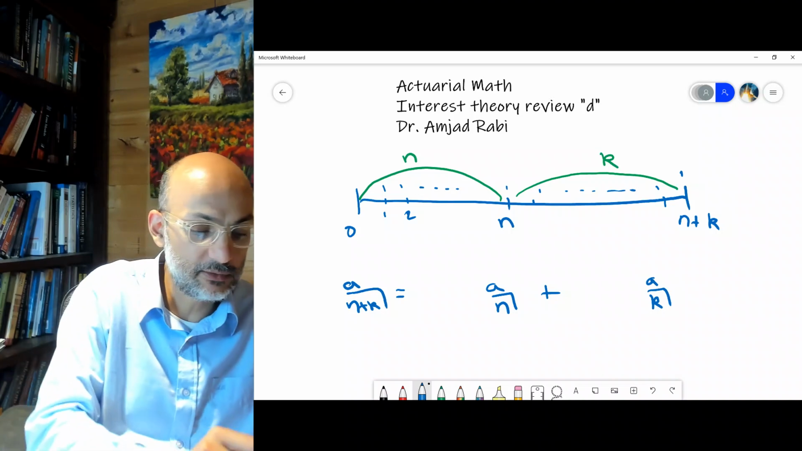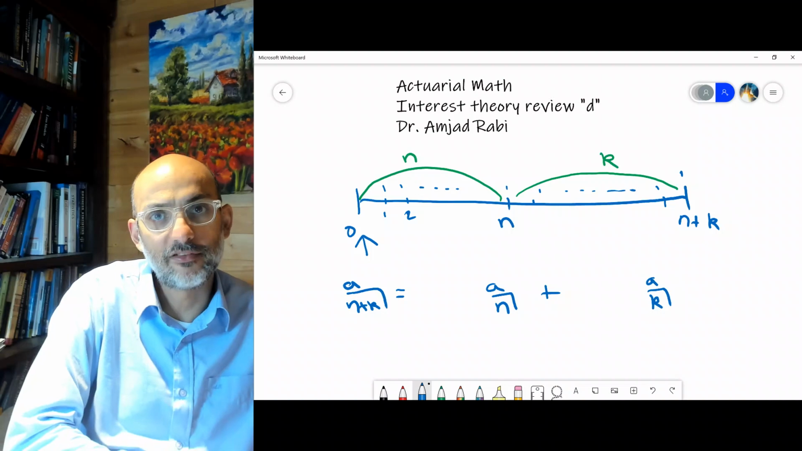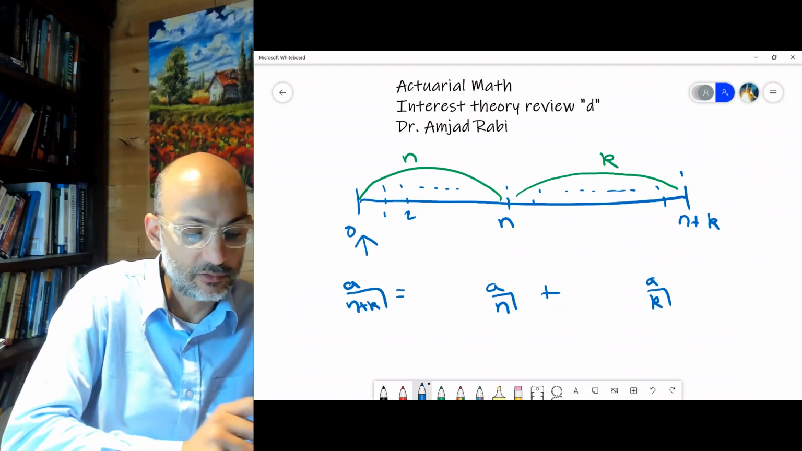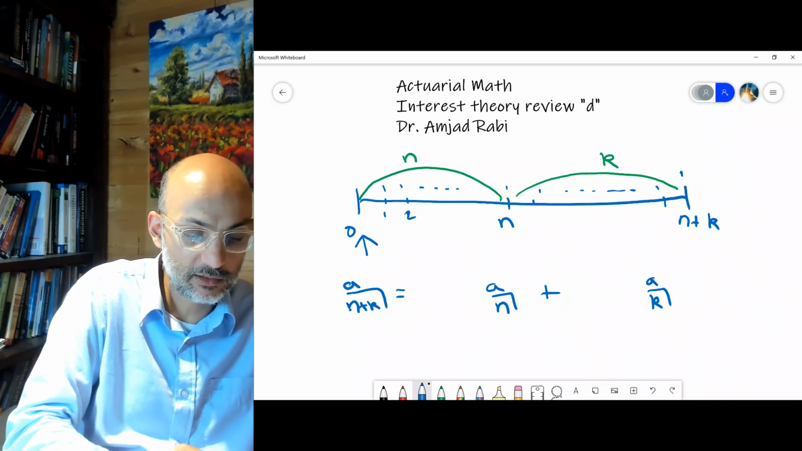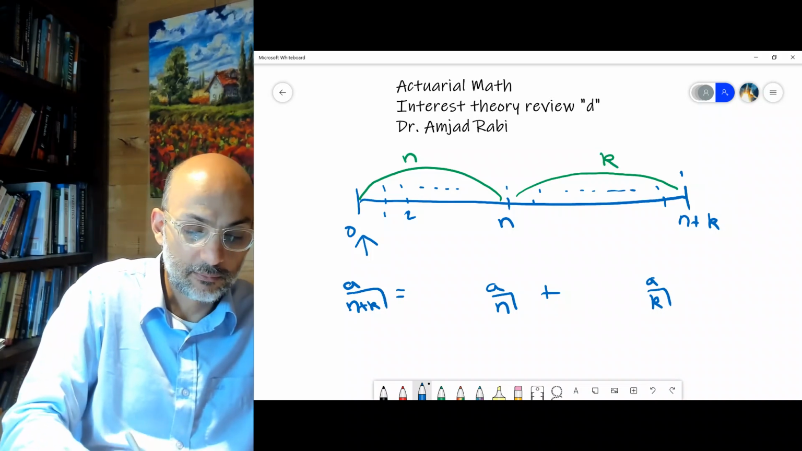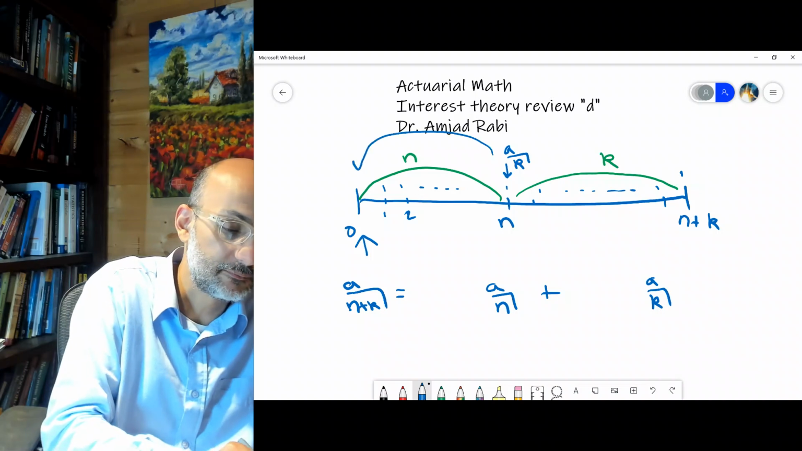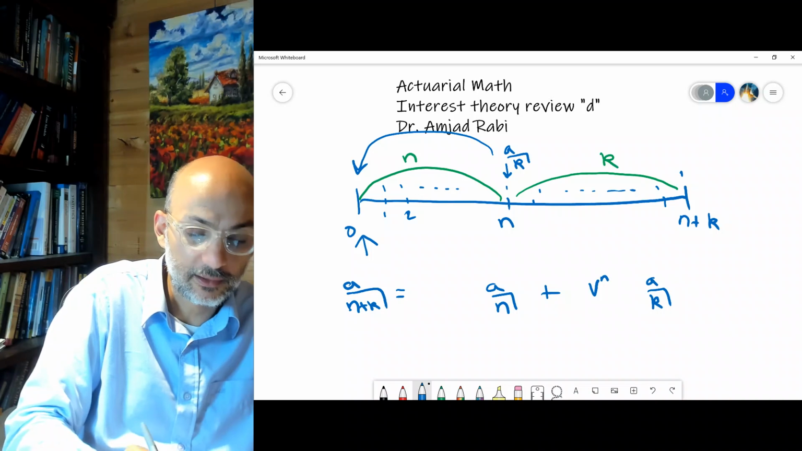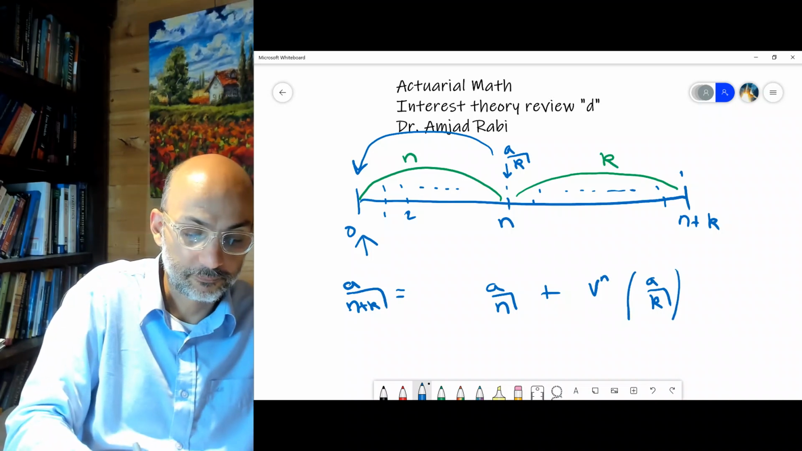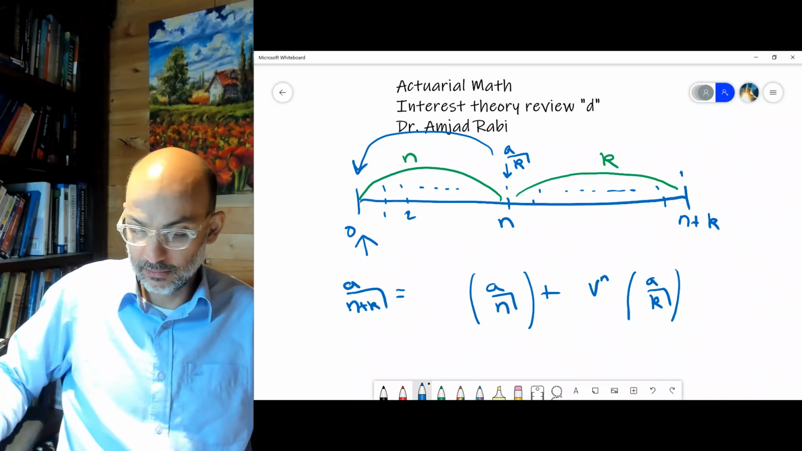If we take this year as the year of evaluation, then a angle n does not require any treatment, but a angle k is out here, so we need to bring it back. How do we bring it back? We have v^n. So a angle n plus k equals a angle n plus v^n times a angle k.